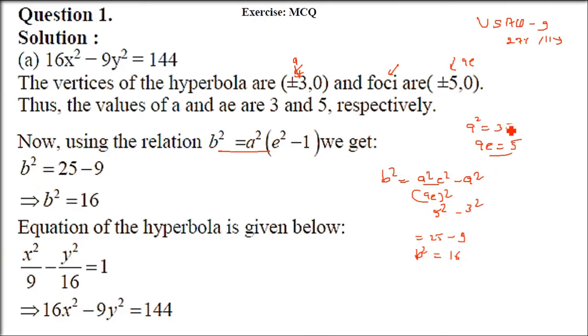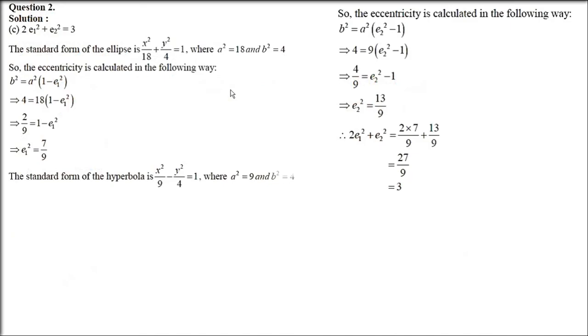You get 25 minus 9, which is 16. And a square is 3 square, which is 9. So x square by a square, that is x square by 9, minus y square by 16 equals 1. Now the option is A. How do we get it? Just multiply the total equation, left hand side and right hand side, by the LCM of 16 and 9. So what do you get? 16x square minus 9y square equals 144.